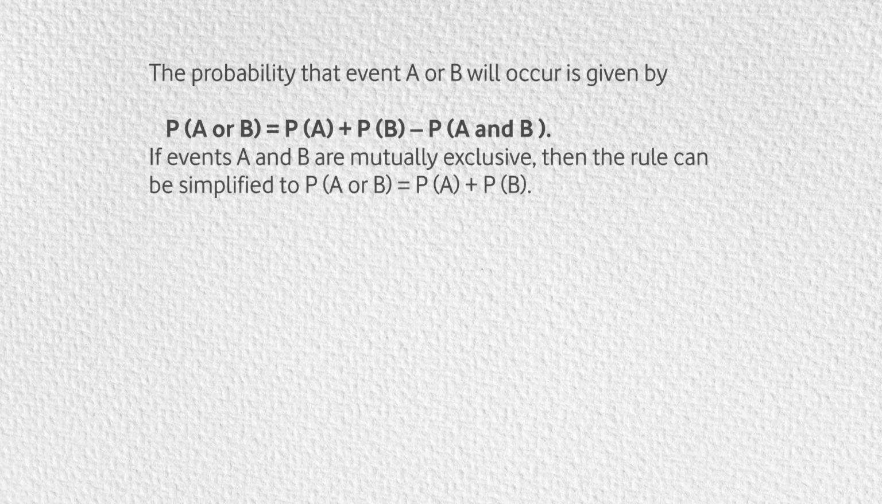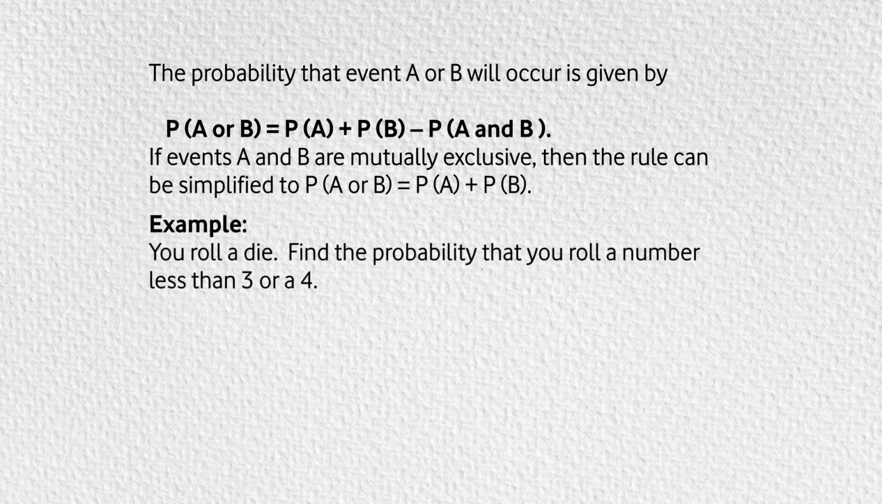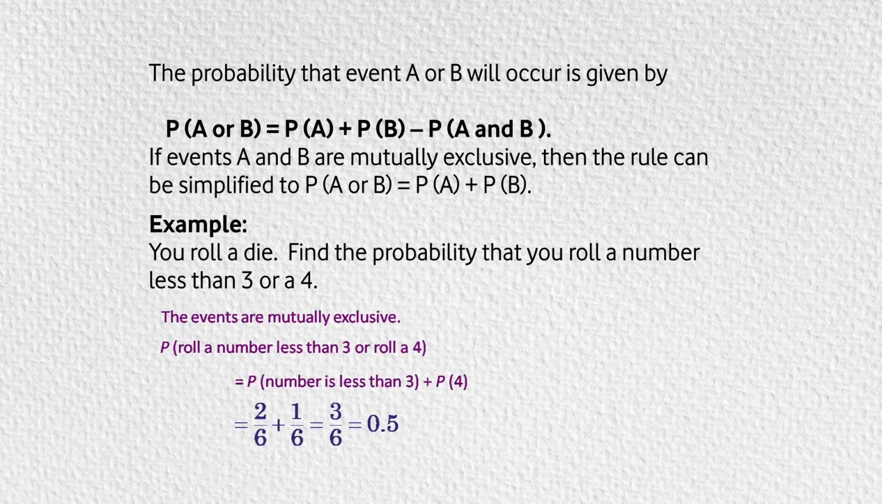So the probability that event A or B occurs is given by P(A or B) equals P(A) plus P(B) minus P(A and B). And if events A and B are mutually exclusive, then the rule can be simplified to P(A or B) equals P(A) plus P(B). For example, if you roll a die, find the probability that you roll a number less than 3 or a 4. The events are mutually exclusive, so it is the probability of a number less than 3 plus the probability of 4, which is 2/6 plus 1/6 equals 3/6, which is 0.5.